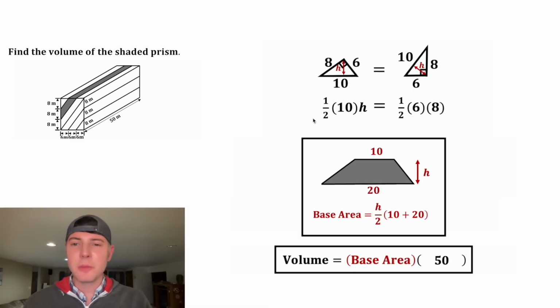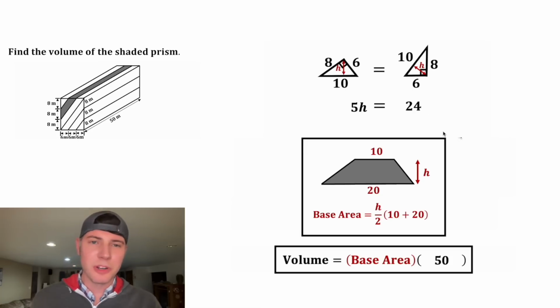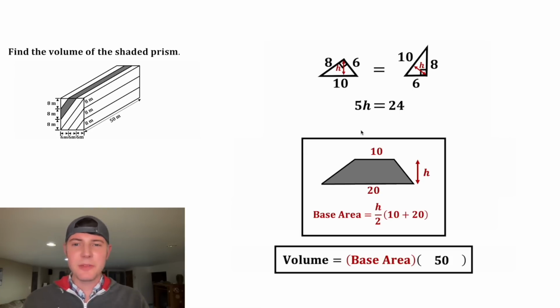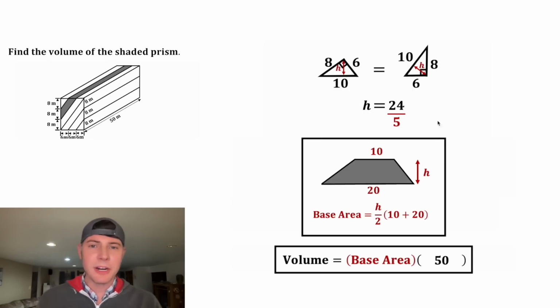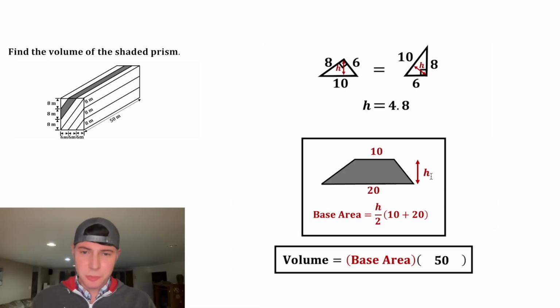On the left-hand side, 1/2 of 10 is equal to 5. And on the right-hand side, 1/2 of 6 is equal to 3, and 3 times 8 is equal to 24. Now to get h by itself, we can divide both sides by 5. On the left-hand side, these 5's will cancel each other out, leaving us with h. And on the right-hand side, 24 divided by 5 is 4.8. And that is our h. So we can update the height here to 4.8. And down here in our formula, we can change this h into 4.8.